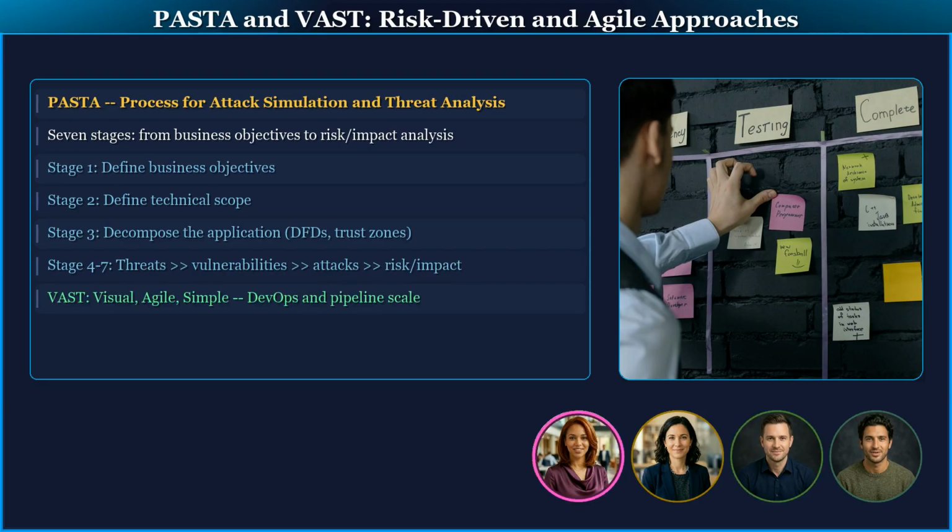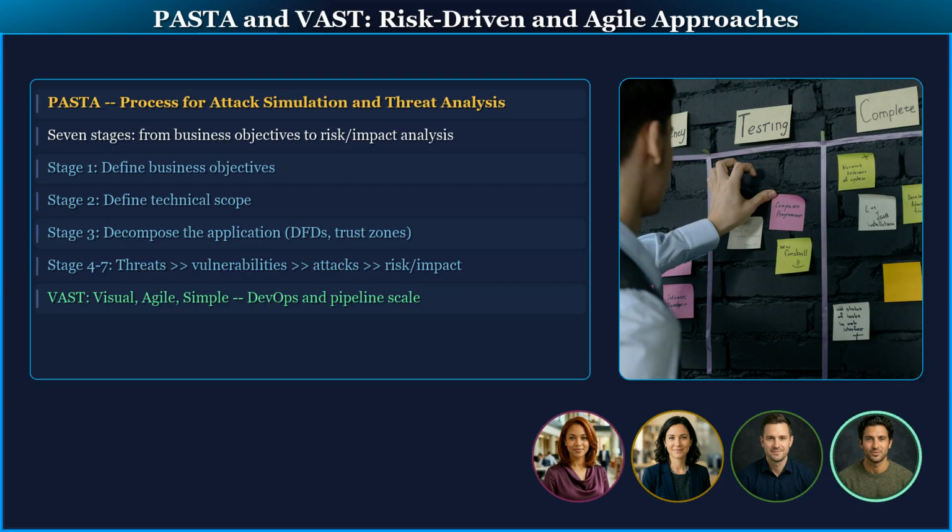VAST has 2 model types: application threat models for developers and operational threat models for infrastructure teams. It integrates with CI/CD pipelines and produces outputs that developers can action immediately, not 60-page reports that get filed and forgotten. Wait until we get to the software development lifecycle scene. That is where VAST really shines.